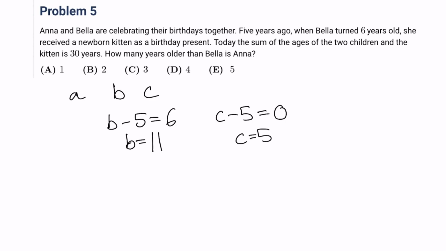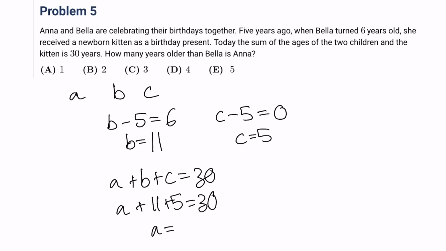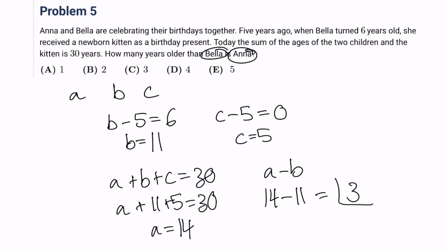Then today, the sum of their ages is equal to 30. So A plus B plus C is equal to 30. Since we know B and C, we can solve for A. A plus 11 plus 5 is equal to 30, and solving for A, we get A equals 14. And we want to find out how many years older Anna is than Bella. So that means we want to subtract B from A. Since A is 14 and B is 11, we get the answer is 3. Answer choice C.